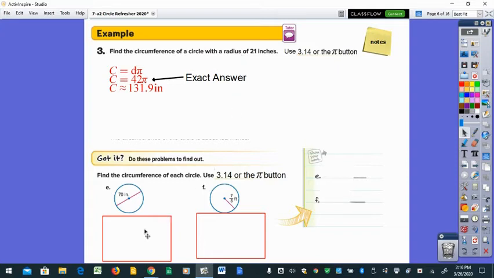So let's take a look at these 2 right here. Let's see if we can have a little bit of success and see if you can remember how to do that. So pause your video for a second and see if you can do both of those problems on the bottom.